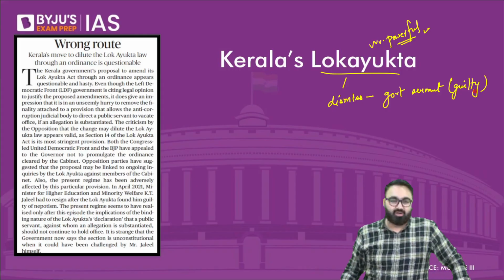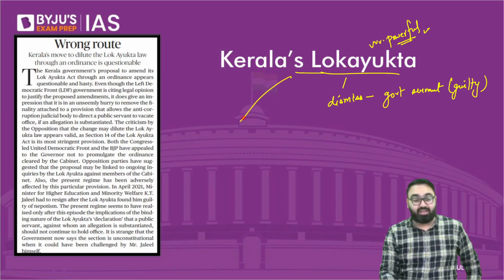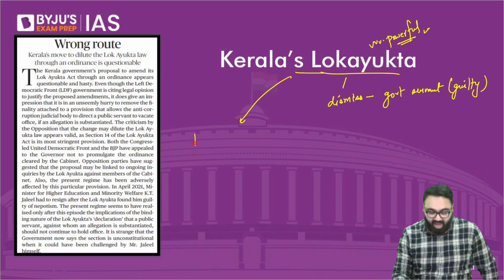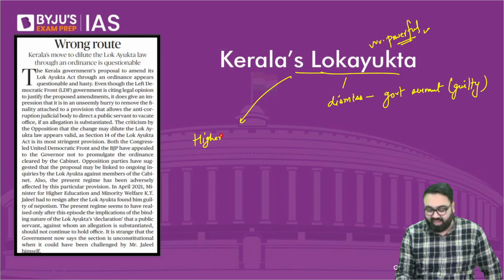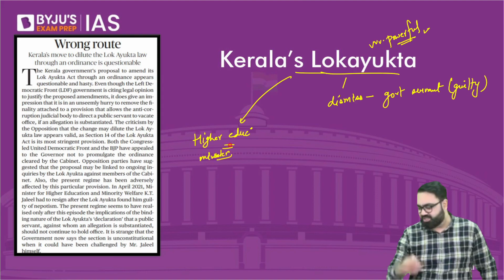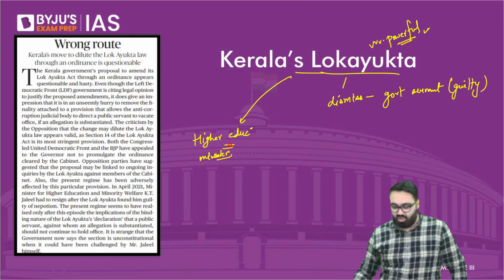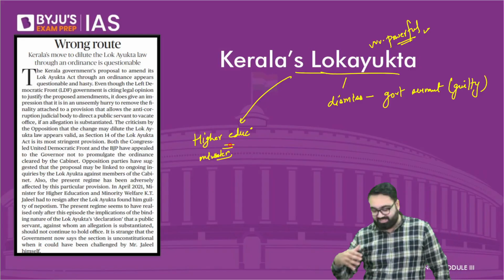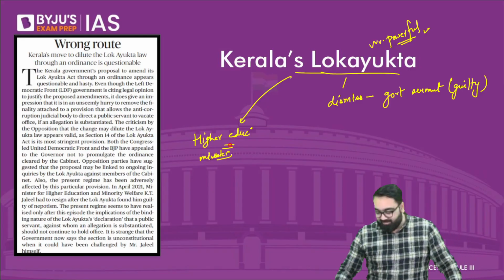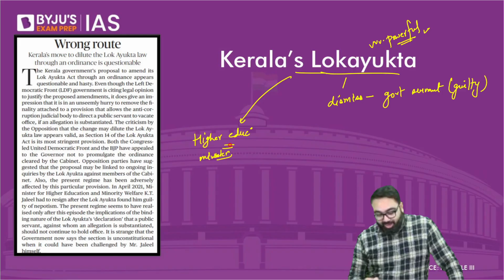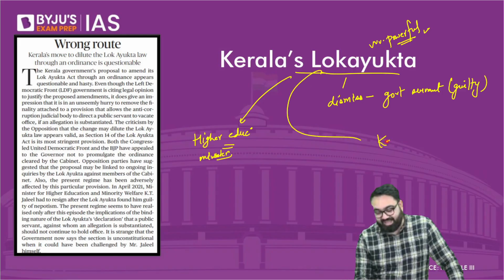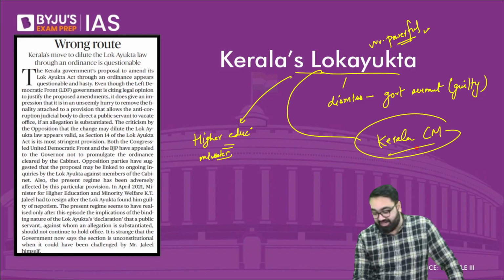So what happened was, a few months back, Kerala Lokayukt dismissed the Higher Education Minister of Kerala. There was some allegation of corruption against him. So Kerala thought, oh, good, we are setting an example for everyone. But then what happened? Then the Lokayukt started an investigation against the Kerala Chief Minister.